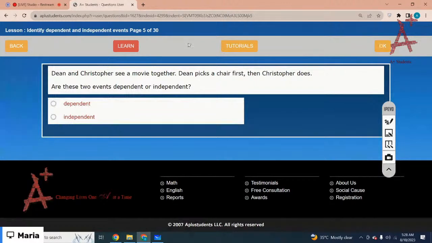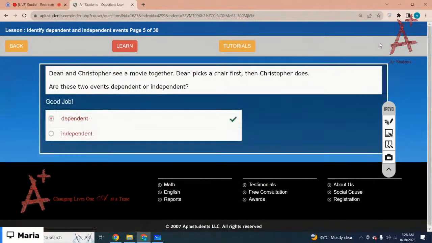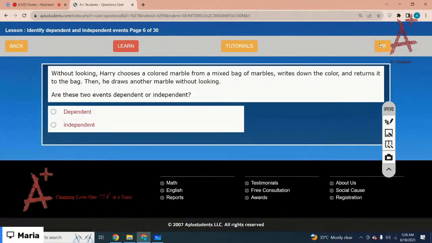They are dependent events, right? Because Dean picked a chair first. For Christopher, you have one less option.